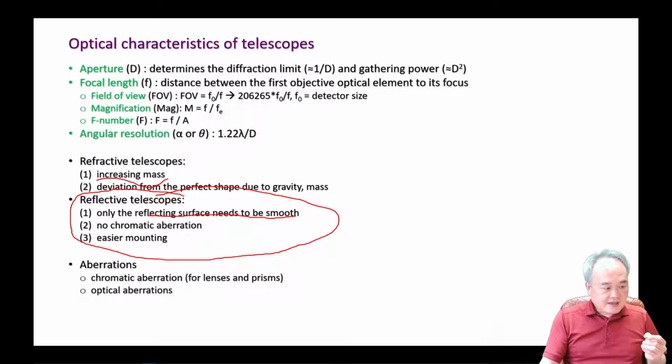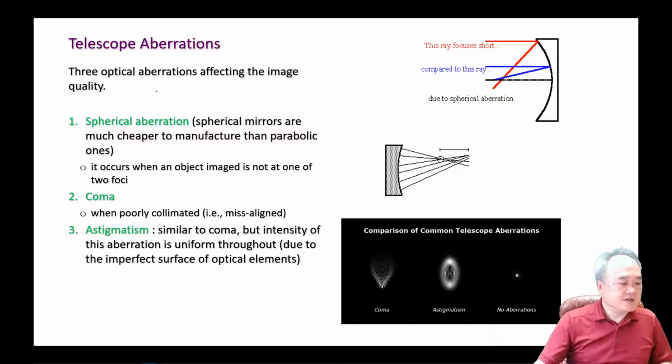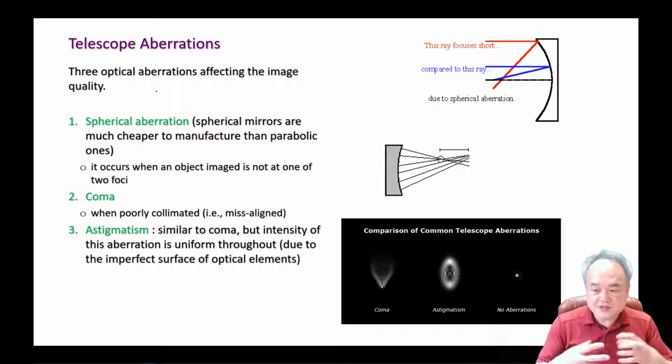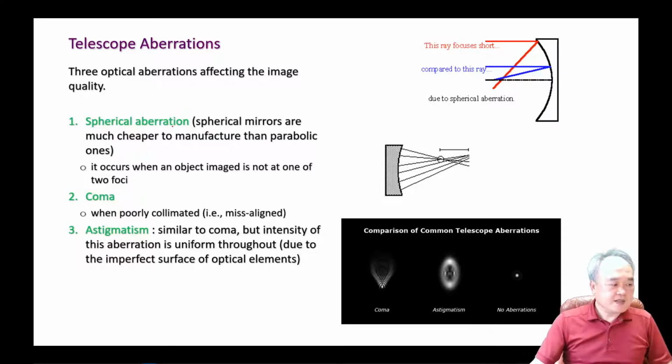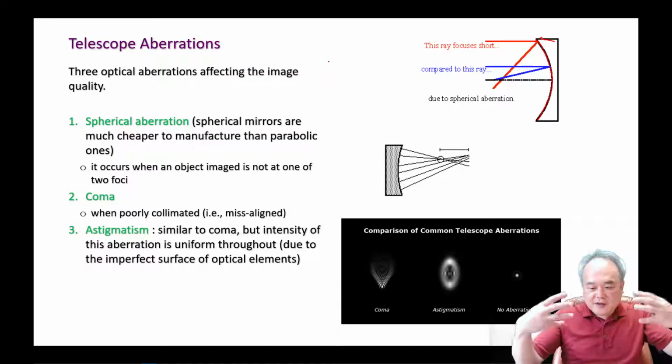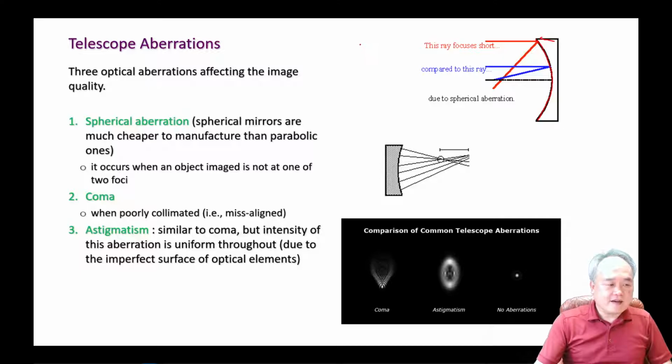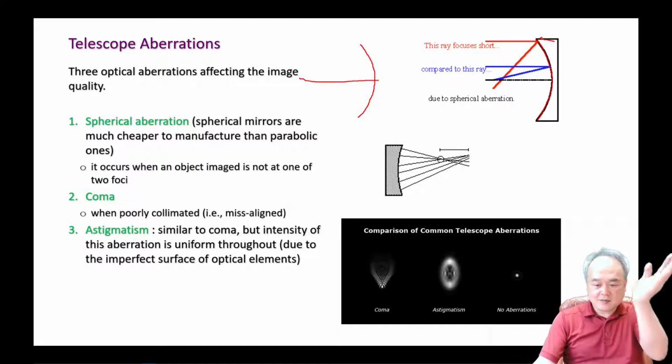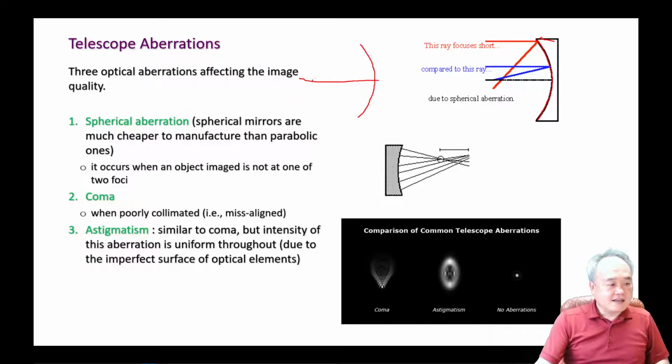And let's talk about aberration a little more. Okay, so there are three main aberrations in telescopes. One is spherical aberration. Imagine that this is the primary mirror, that's the reflective surface. Okay, so think about the optics. If the reflecting surface is a parabola, and that's the axis of the parabolic surface, and that's the focus.